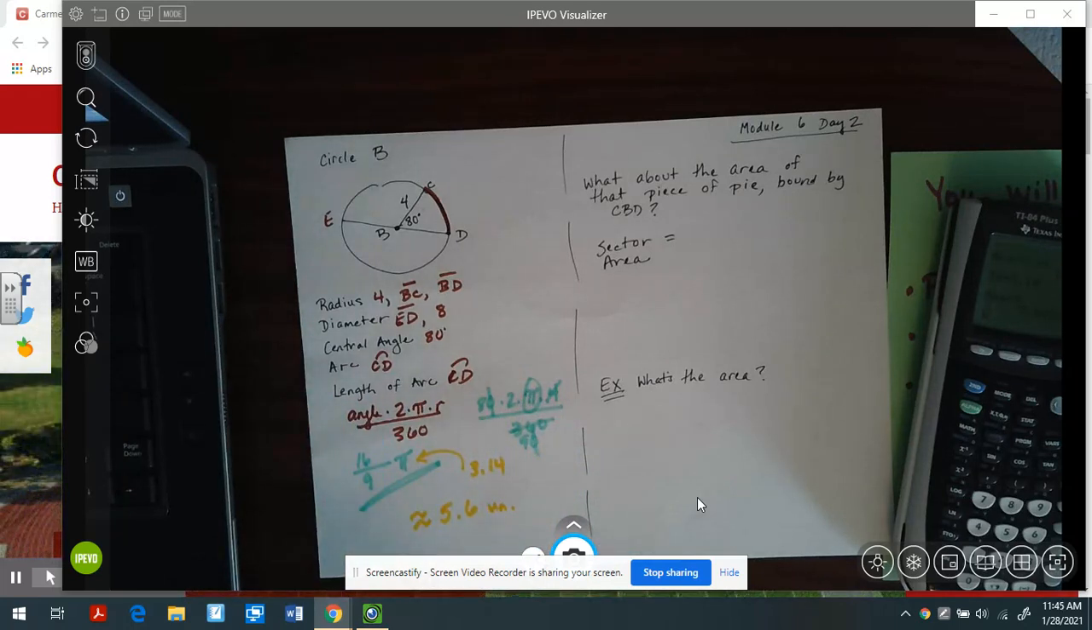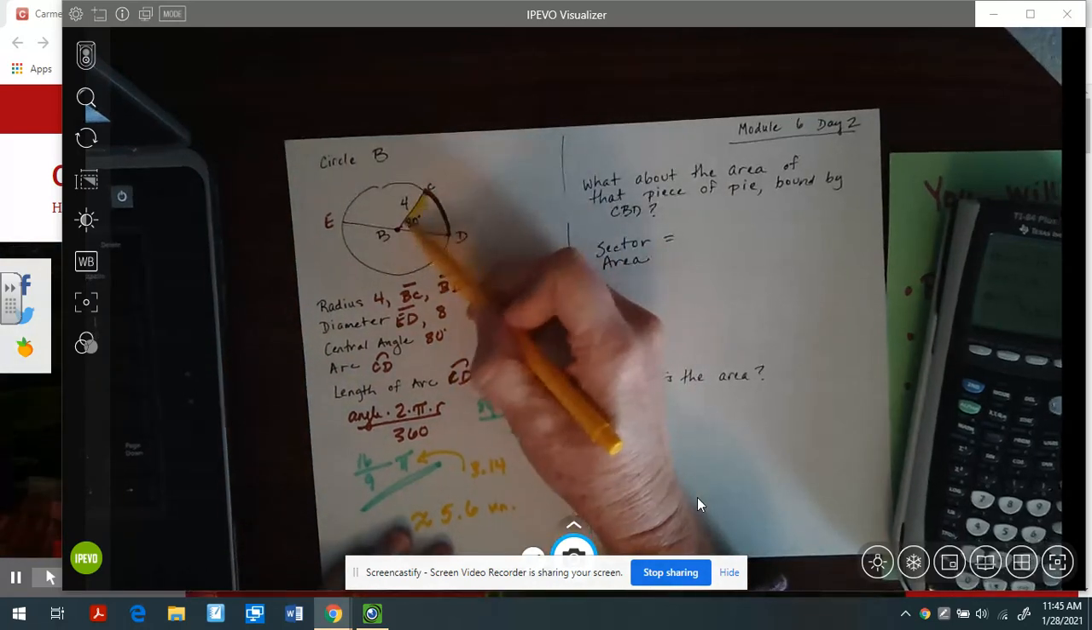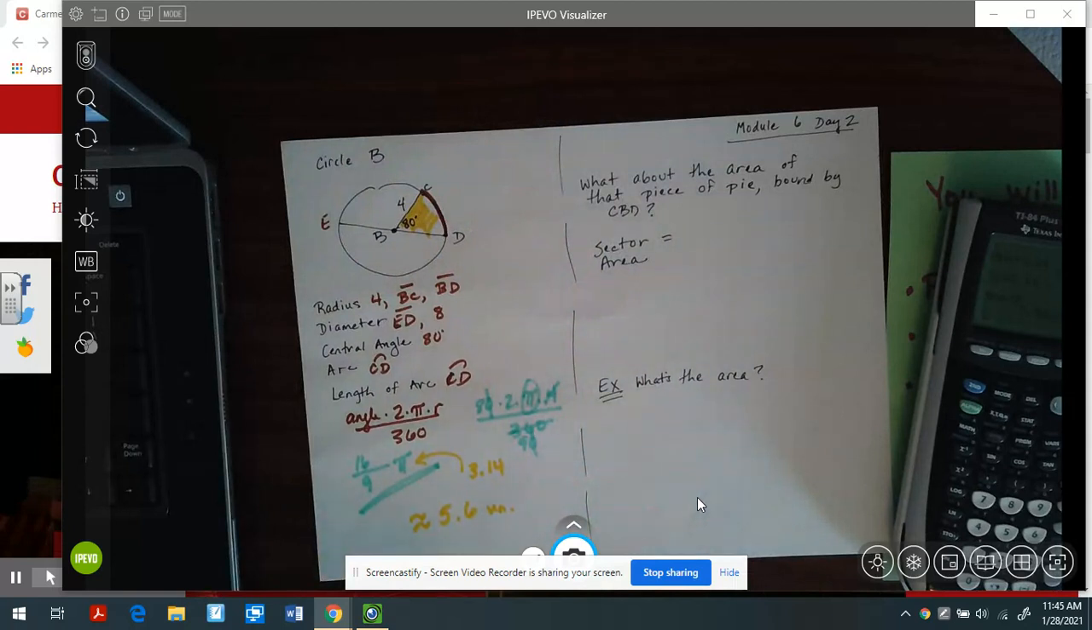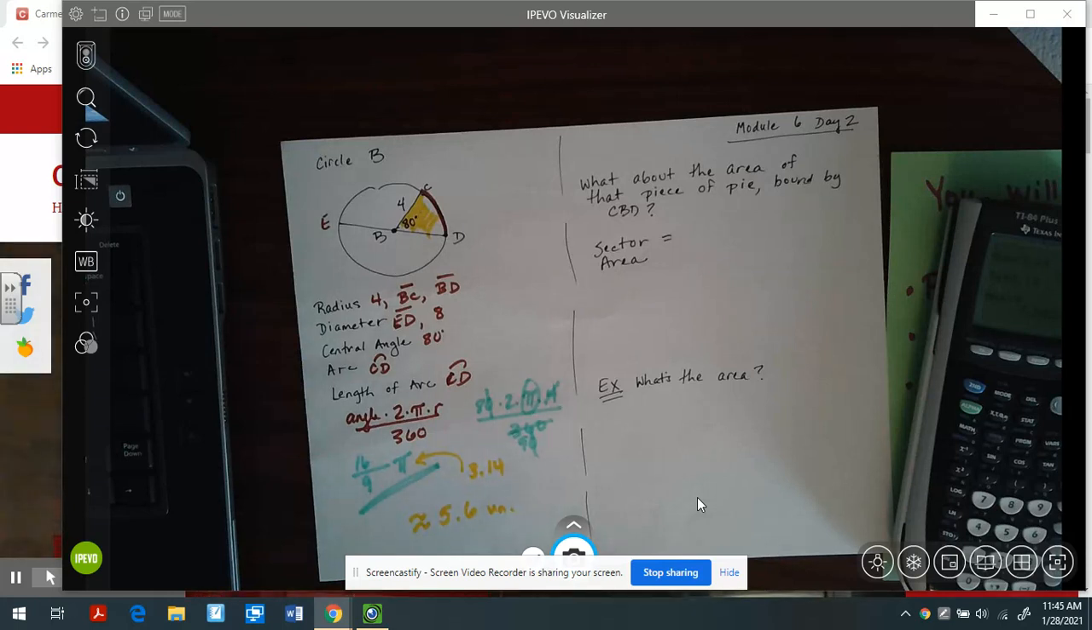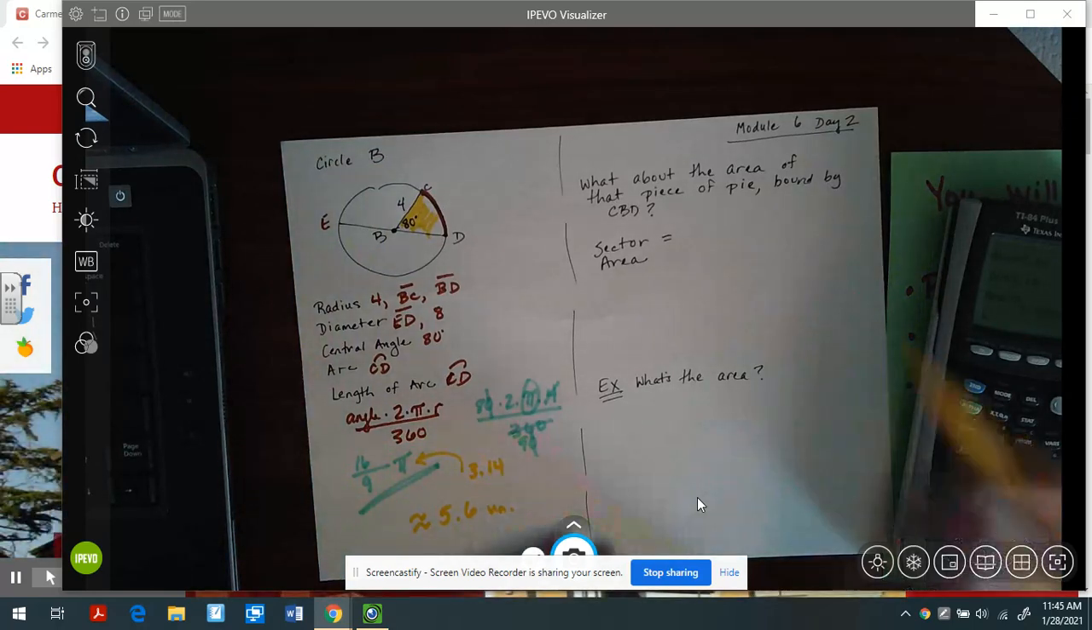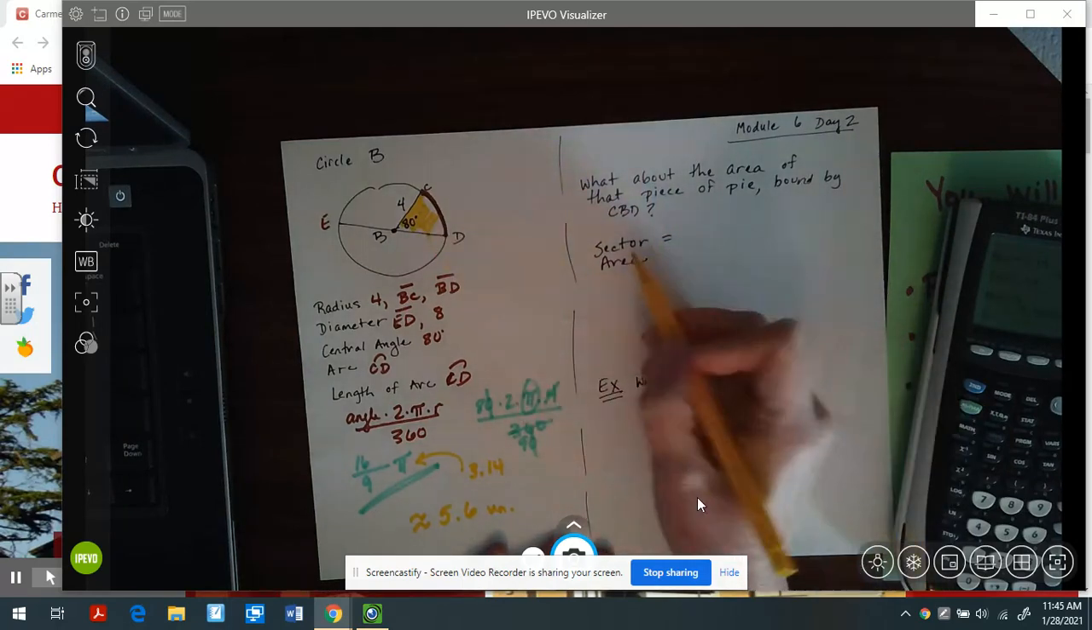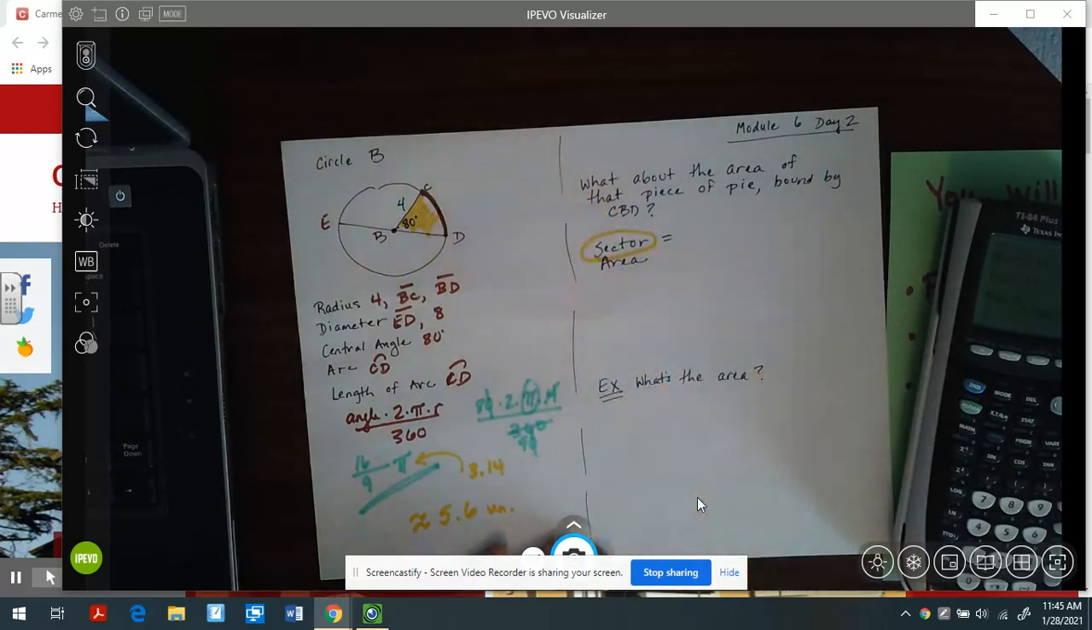So now today's lesson. What about the area of that piece? In other words, if this was a piece of pie, you just found the edge crust length, but we would like to know how much pie filling there is. Or it'd be a flat surface of pie filling. Otherwise, that would be called volume, but the crust on the bottom, let's put it that way. Okay, so this area is what we call a sector.